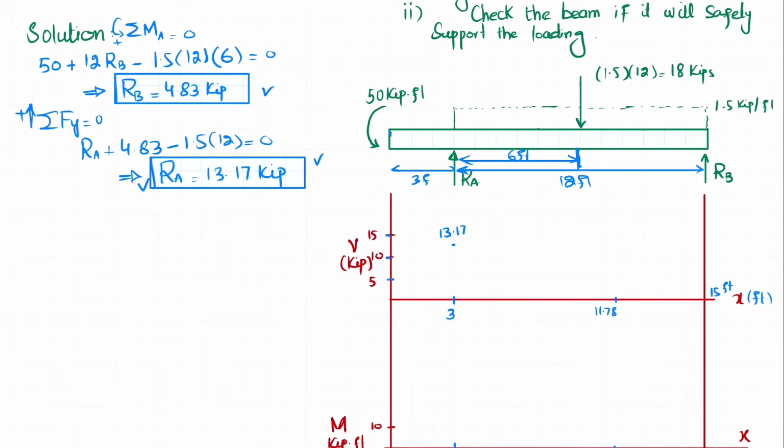13.17 minus 18 will give you 4.83 minus 4.183. So at the end this is minus 5, so the end will be somewhere here. If I join them by a straight line, you can check that the uniformly distributed load is a horizontal line with 0 degree, so the shear force will be 1 degree higher, and as it is negative, the slope will decrease.